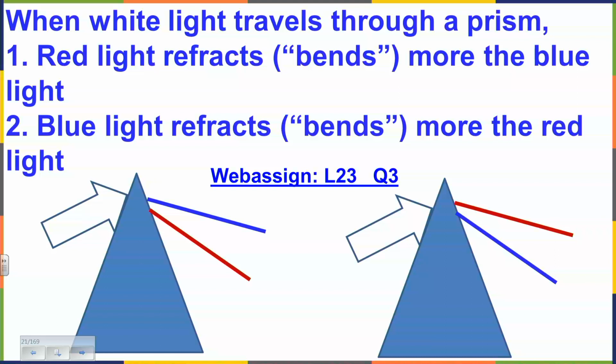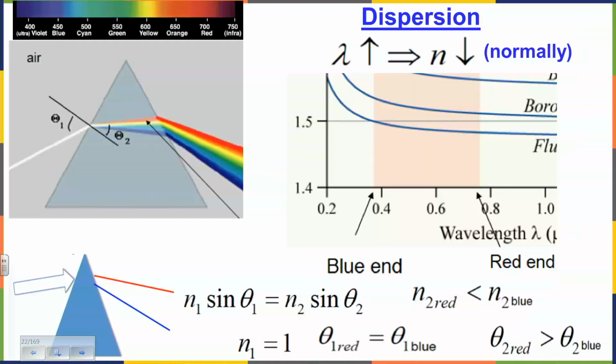the blue has a shorter wavelength, so it interacts more intensely with charges, and that affects the angle of refraction. This phenomenon has the name of dispersion. Normally, the index of refraction depends on the wavelength in such a way that when the wavelength slightly increases, the index of refraction slightly decreases. And if we apply Snell's law to different colors, we get this.